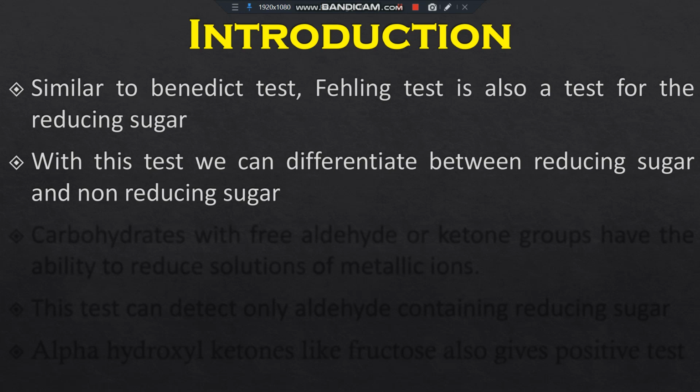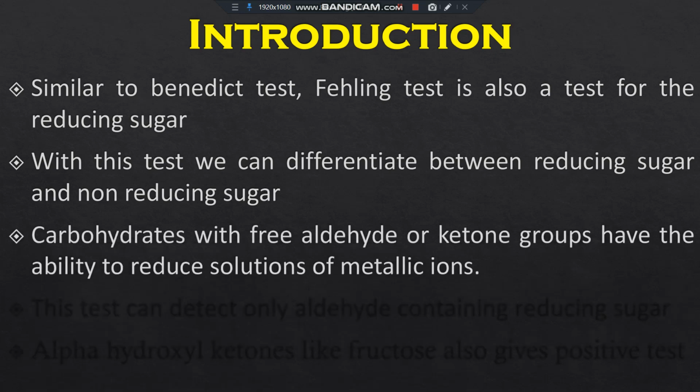We have already discussed the Benedict test, and on the basis of the Benedict test also we can differentiate between reducing sugar and non-reducing sugar. In a further lecture we will see the difference between the Fehling test and the Benedict test, and which test is better for differentiating reducing sugar from non-reducing sugar.